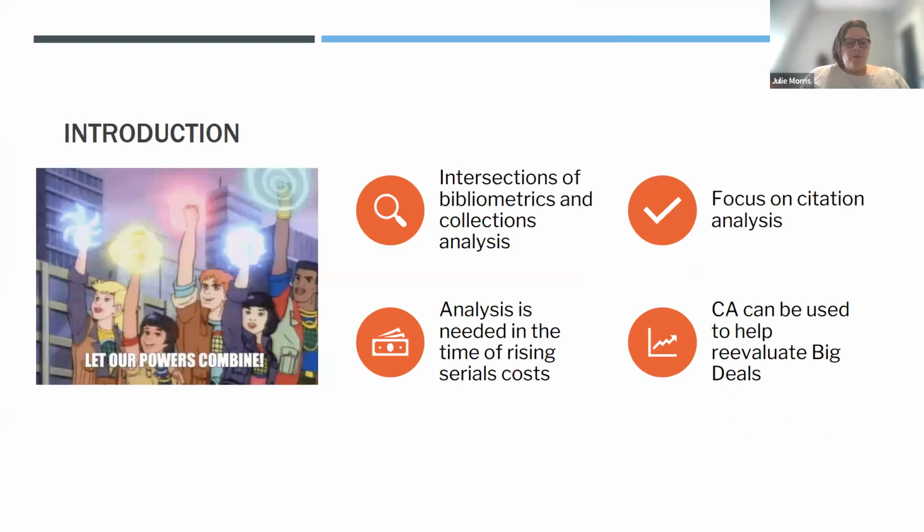So as you all know, the cost of digital library serials continues to rise and budgets are often stagnant. With this in mind, there is an urgency to come up with creative ways to look at our collections so that when it comes time to make big changes, we're better prepared. So I will be talking about a citation analysis, which is a methodology at the crossroads of bibliometrics and collections analysis.